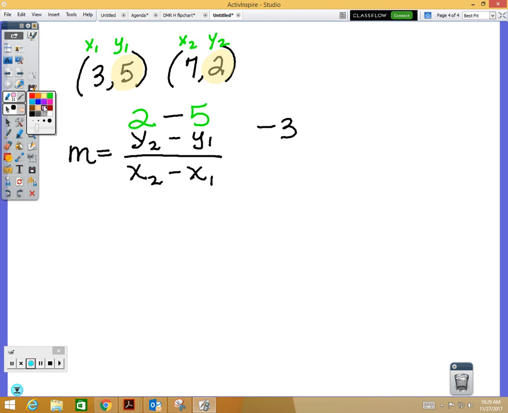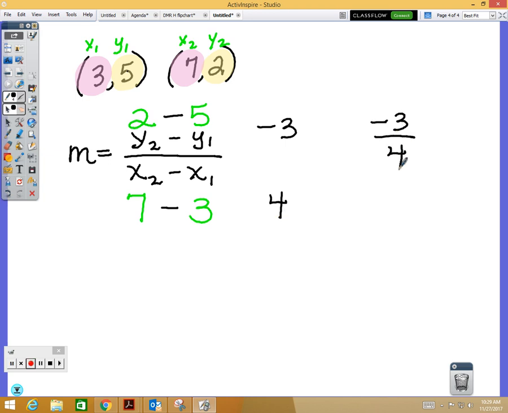And on the bottom, we have our x values. So our x values are 3 and 7. So our x2 is the 7, and our x1 is the 3. So we're doing 7 minus 3, which is 4. So when I'm writing my slope, my numerator is a negative 3, and my denominator is a 4.